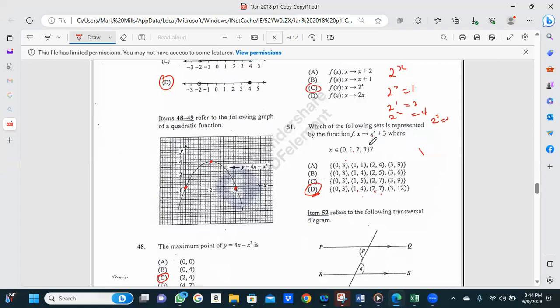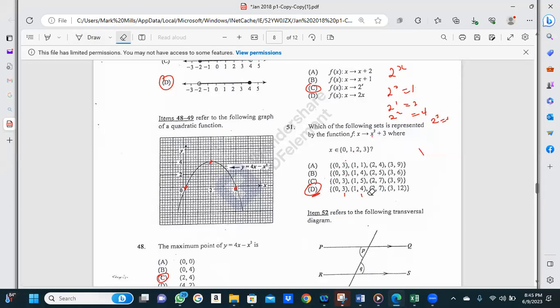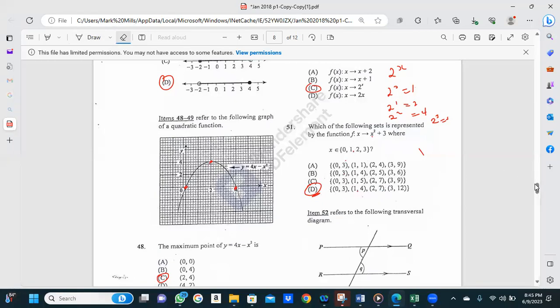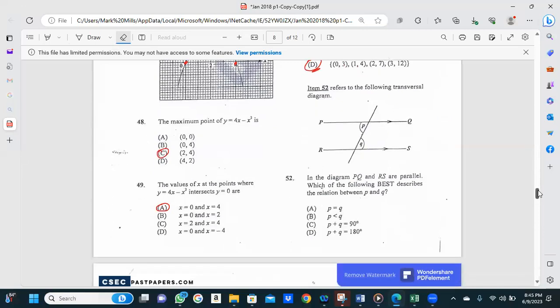So you remember that you substitute these values, 0, 1, 2, and 3, inside this equation. You get the values for y: the 3, the 4, the 7, and the 12. Item 52 is P equals Q. So that is alternate angles, right? Yeah, P and Q, they are equal. Agree? Yes, sir.